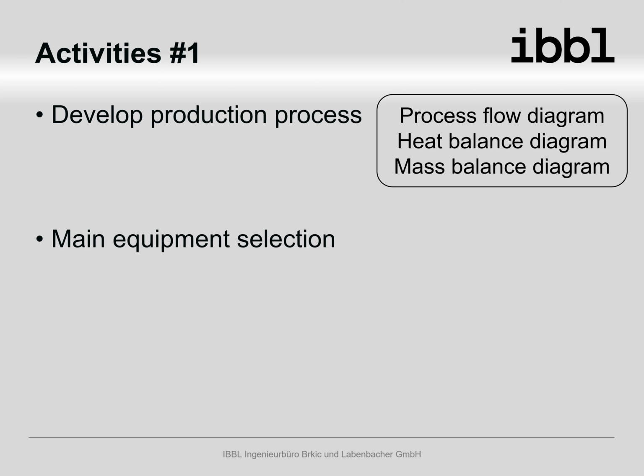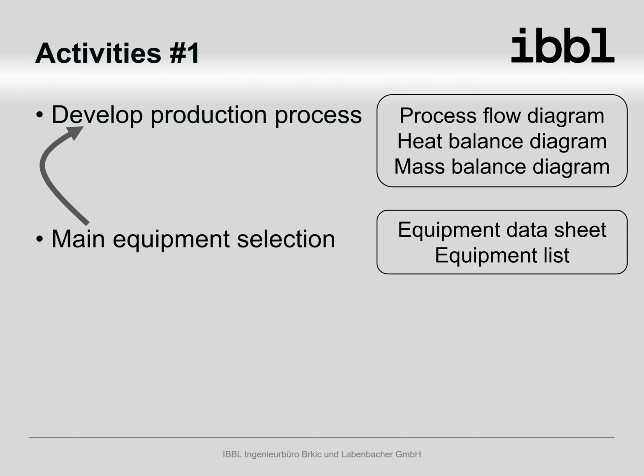Based on the production process, the machinery for the main process steps will be selected. The selection of machinery can influence the already established preliminary production process, which has to be updated accordingly. The information is presented in the form of equipment data sheets and equipment lists.